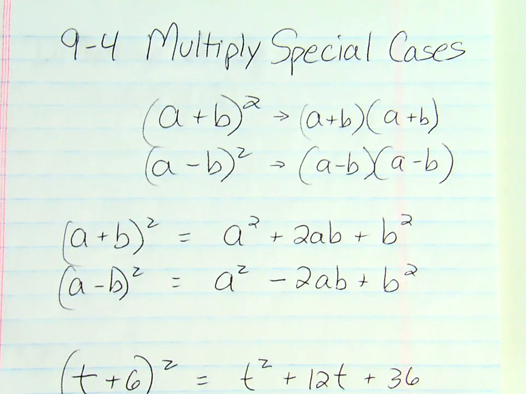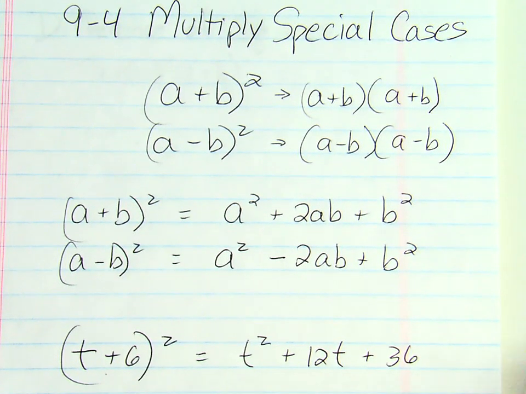I'll move this up so that we can see the first problem. And what we have here is t squared. This would be our a, this would be our b. So t squared, and then 2 times 1t is 2t, times 6 is 12t, and then we've got 6 squared, which is 36. So t squared plus 12t plus 36.